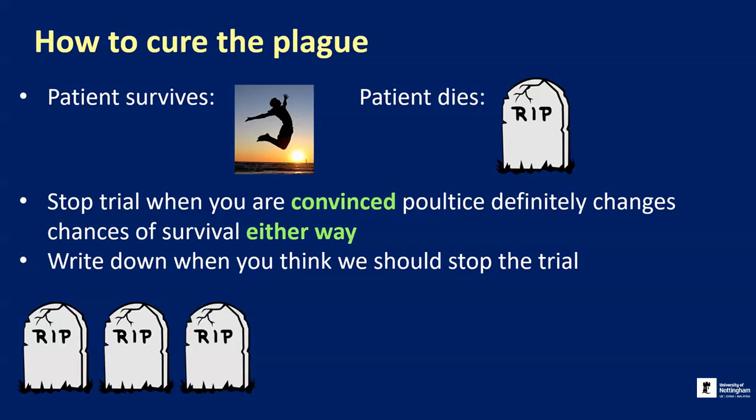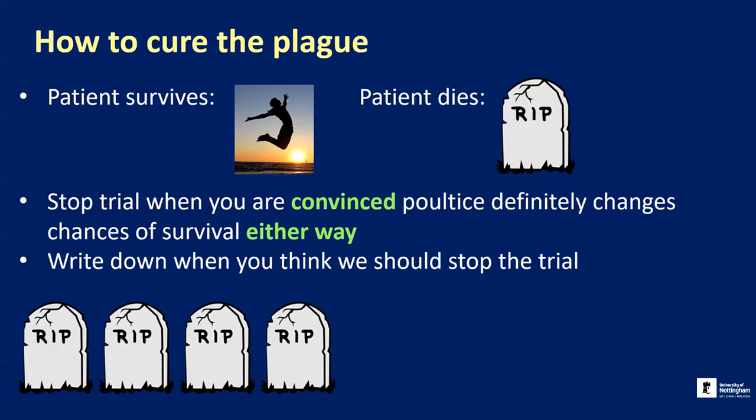Aha, third patient died. We smeared them with excrement and tree resin, and they died. Remember, 50% chance of dying of the plague anyway, so three in a row. Have we got enough evidence? Those of you who are not convinced, I'm going to show you some more evidence. Next patient died. Is there enough evidence to stop the trial?